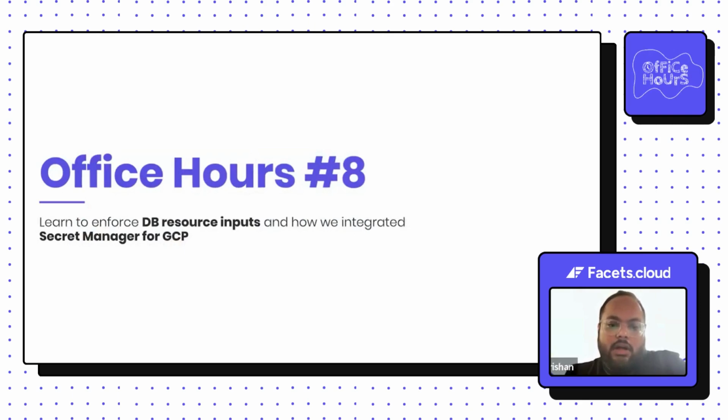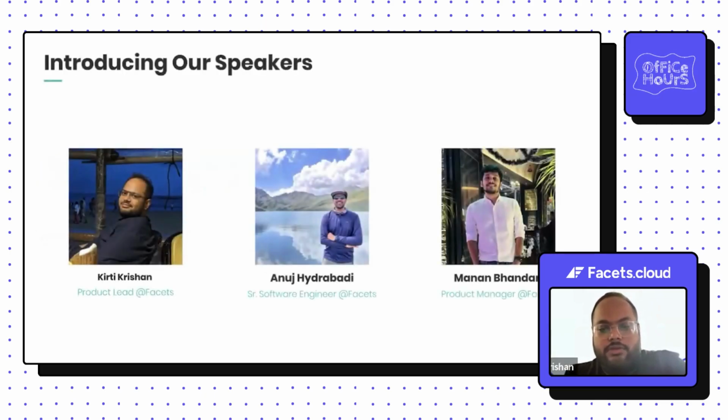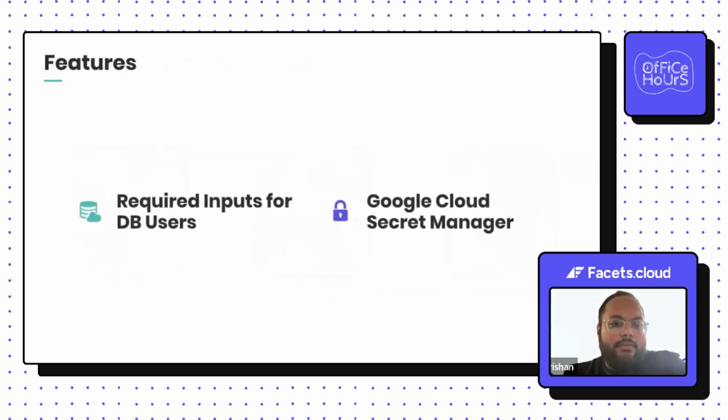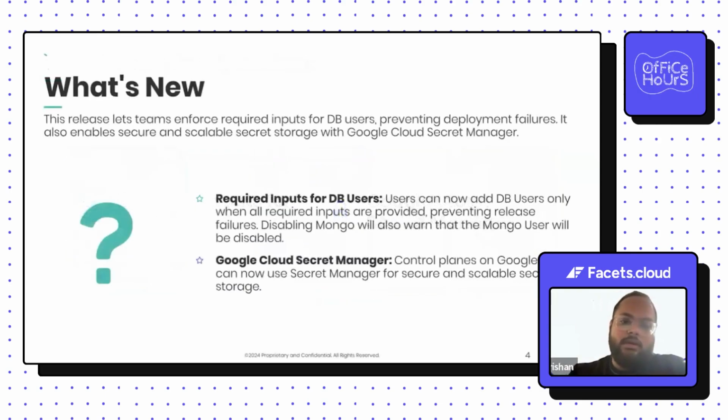Here we'll be talking about two major features that we have shipped in the last release. One of them is DB resource inputs, and the other is secret manager for GCP. The guys who will be talking about them are Anuj Hyderabadi, our senior engineer, part of the tech team who has done all the heavy lifting of code, and Manan Bhandari, who is part of the product team and has done the heavy lifting of writing the PRD and stuff like that. Yeah, over to you, Manan, talking about DB users.